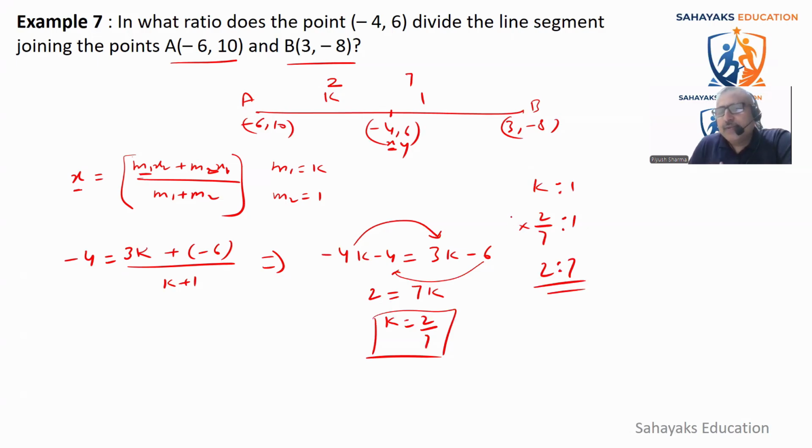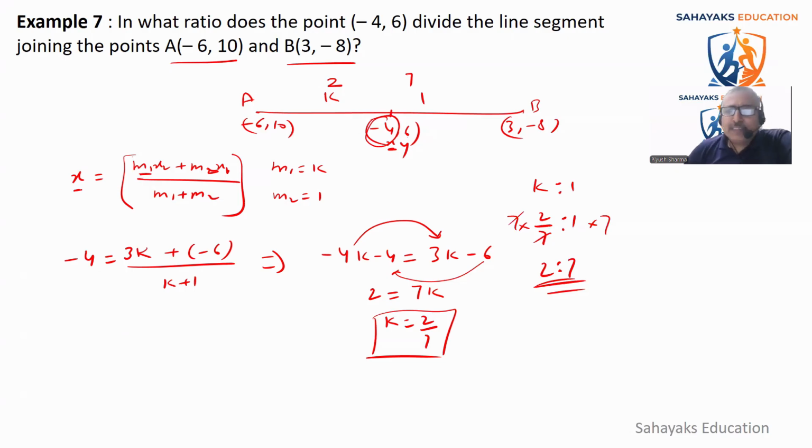How did we find that? We multiplied both the sides by 7, and here the 7 gets cancelled. It becomes 2:7. Now, I'm sure that some of you will have a doubt. We only took the value of x. Why did we not take the value of y? If you had taken the value of y, then the answer would have been different, isn't it?